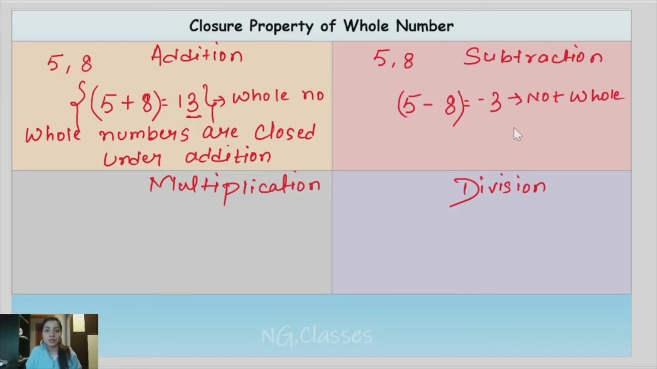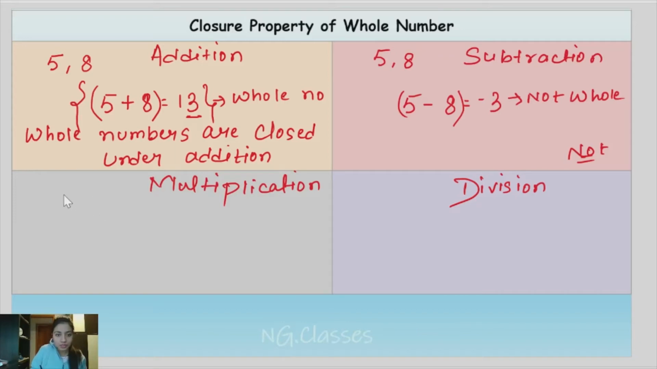So whole numbers are not closed under subtraction. Randomly, when you take any two whole numbers and subtract them, maybe a few times you will get a whole number, but not all the time. We are talking about what you will get always. So it's not closed under subtraction.